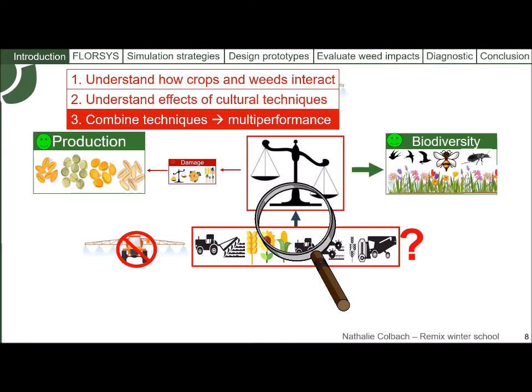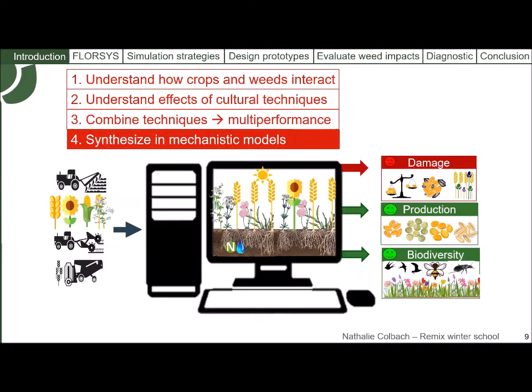And this means we have a very complex system. We have long-term effects, we have many different factors, we have quite a lot of interactions, we have different species, and this means that we need models, and in particular, we need mechanistic models which are based on a representation of biophysical processes which are behind the effect of cropping techniques on weed dynamics and on crop production.